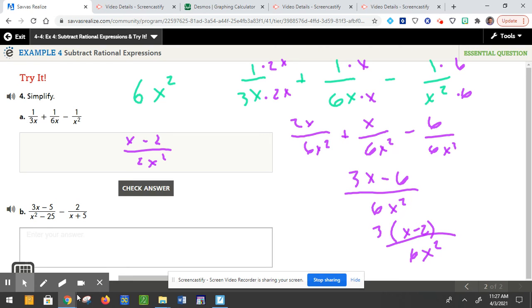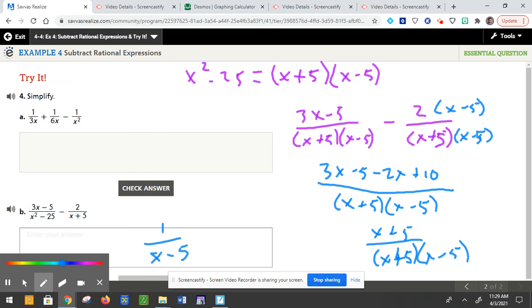Do that in numerator and denominator, so you end up with 2x over 6x squared. Here you end up with x over 6x squared. And here you end up with 6 over 6x squared. When you combine like terms, you get 3x minus 6. That can be factored by taking a 3 out as a GCF. Between the 3 and the 6, you can divide a 3 away. So you end up with x minus 2 over 2x squared. All right, let's look at part B.